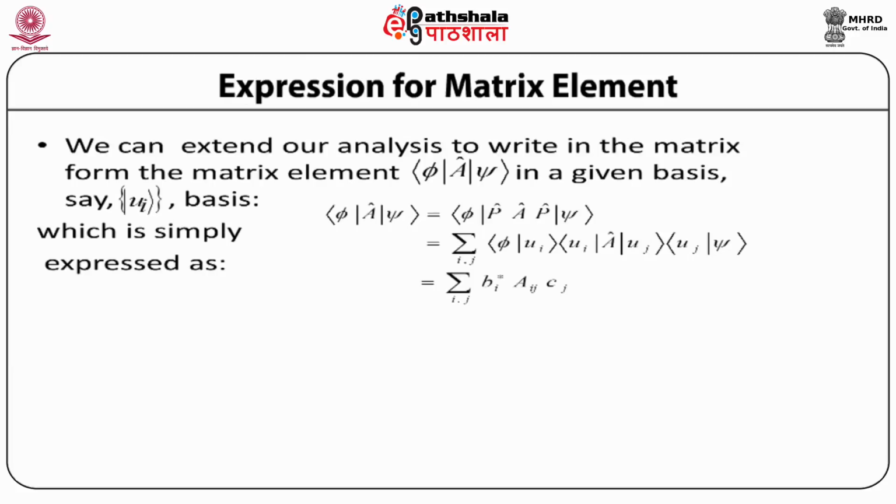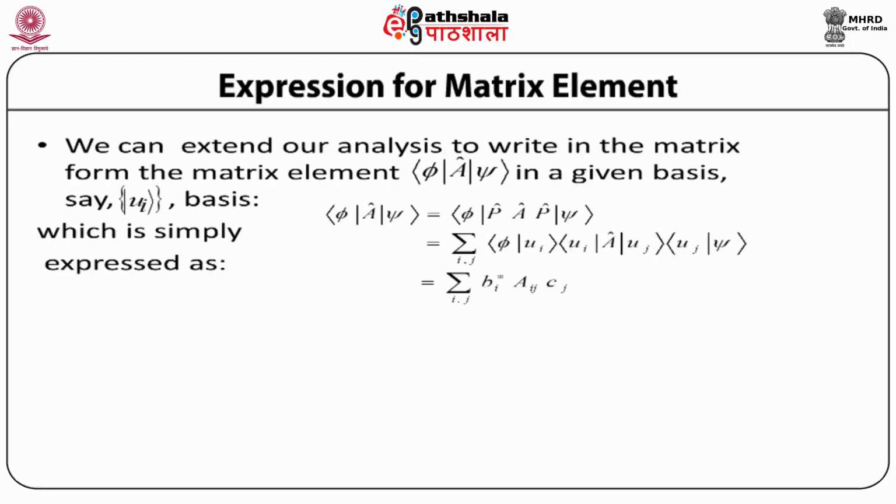Expression for matrix element. We can now extend our analysis of the bras and the kets to write in the matrix form the matrix element ⟨φ|A|ψ⟩ in a given basis, say the |u_i⟩ basis, which is simply ⟨φ|A|ψ⟩ = ⟨φ|P A P|ψ⟩, and this is equal to Σ_ij ⟨φ|u_i⟩⟨u_i|, which is the first projection operator in the above equation, A, then |u_j⟩⟨u_j|, which is the second projection operator in the above equation, and |ψ⟩.